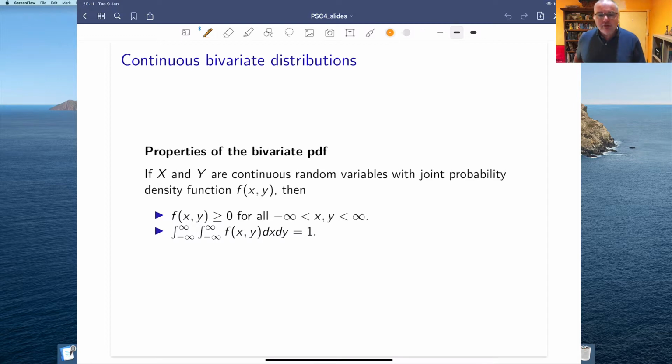And if I integrate this curve, remember when we did continuous random variables, we got probabilities by the area under the curve. Now we've got two random variables. We will have a surface, and we will be calculating the volume under that surface. So when we integrate over all possible values, so x goes from minus infinity to infinity, and y goes from minus infinity to infinity, we should get a volume of 1.